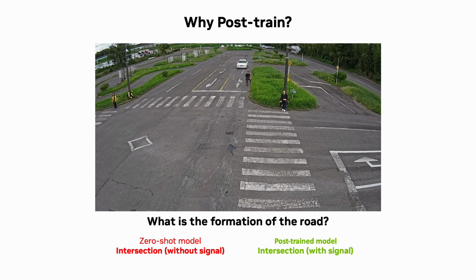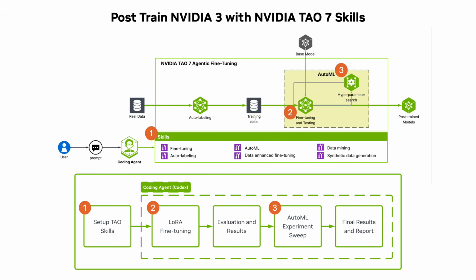For example, when asked about this road formation, the zero-shot model misses the traffic signal tucked away in the top left corner. After post-training, it is correctly able to identify the scene as an intersection with a signal. For the workflow, I'll start with a simple prompt asking Codex to generate the low-rank adaptation, or LoRA, training and evaluation workflow, fine-tune the Cosmos model, and compare the results against a baseline. Then I will introduce TAO AutoML to let the agent explore multiple configurations and optimize performance even further.